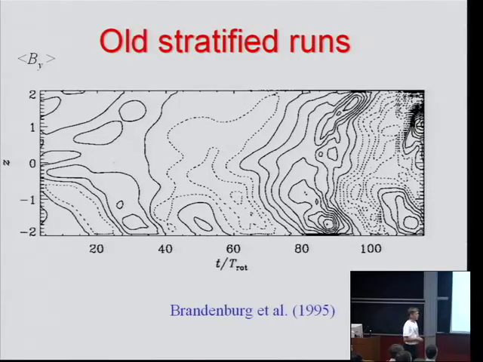So let me now come to the connection with stratification. These were the old results of 1995, where the disk was stratified about the midplane, z equals 0. And over the course of the calculation, over 100 orbits, one saw the generation of a magnetic field that changed its polarity in the midplane, and it changed polarity at a later time away from the midplane in approximately symmetric fashion. Now, this was a result that has been repeated with that particular code over the following years.